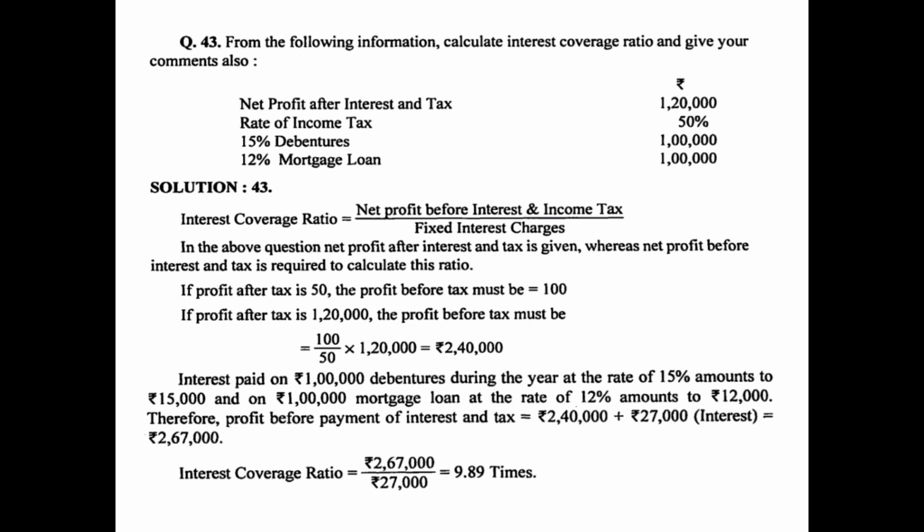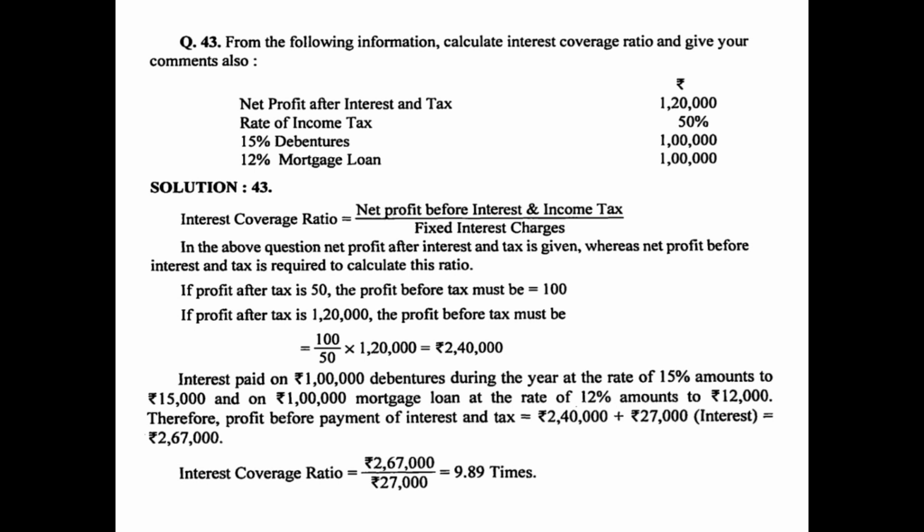And 12% mortgage loan, that means again 12% is the rate of interest which will be charged on the mortgage loan of rupees 1 lakh. So interest coverage ratio is equal to net profit before interest and income tax upon fixed interest charges. In the above question, as you can see, net profit after interest and tax is given, whereas net profit before interest and tax is required to calculate this ratio.